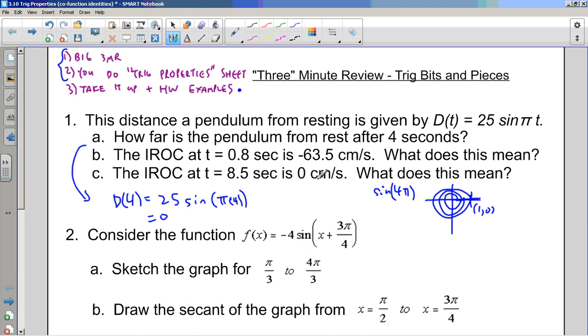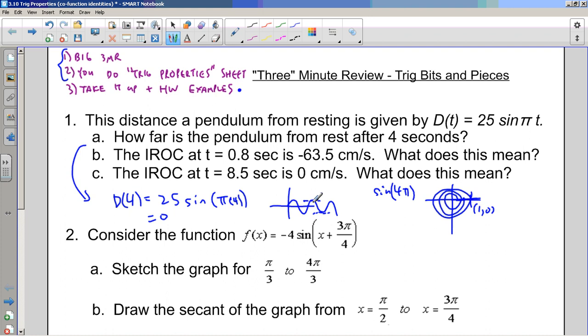And part C, if you just read this, the IROC at 8.5 seconds is 0 centimeters per second, you calculate that. What does that mean? If the rate of change is 0, it means it's at a maximum or minimum, right? So this is some sort of sine function, right? It's going back and forth. The pendulum goes right, left, and so on. It's either here or here.